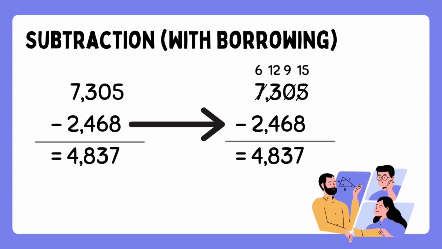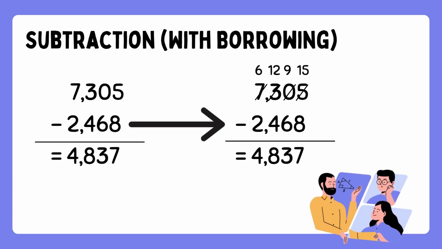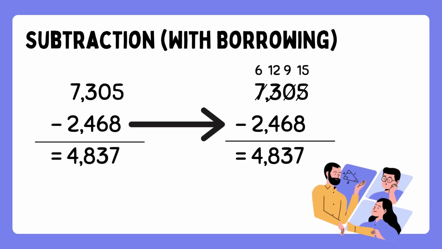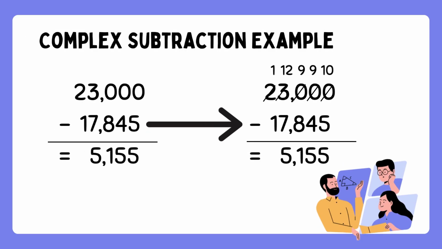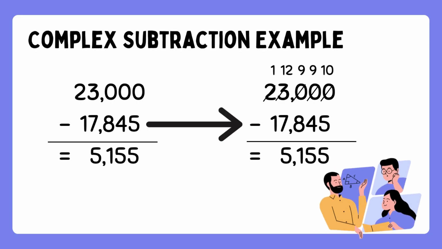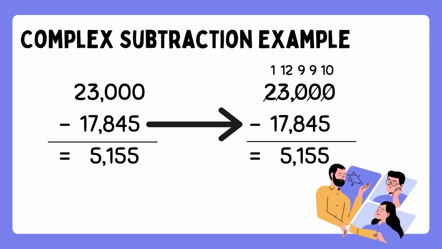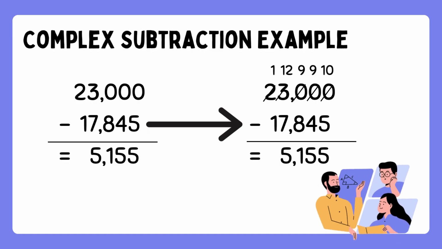12 minus 4 equals 8. 6 minus 2 equals 4. Final answer, 4837. In this example, the same rules apply. When borrowing across zeros, remember to move left until you find a non-zero digit to borrow from.